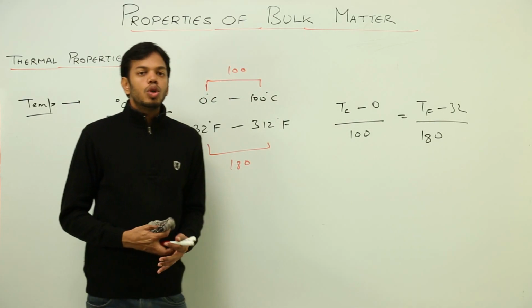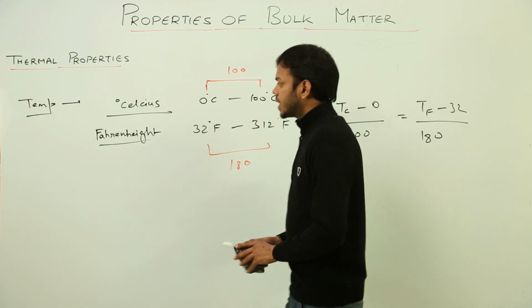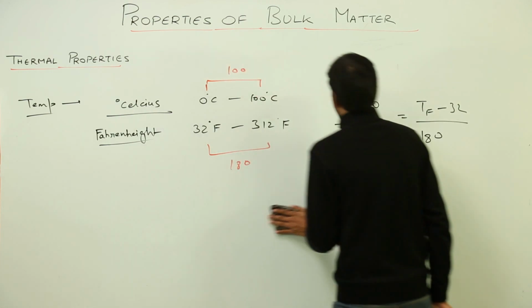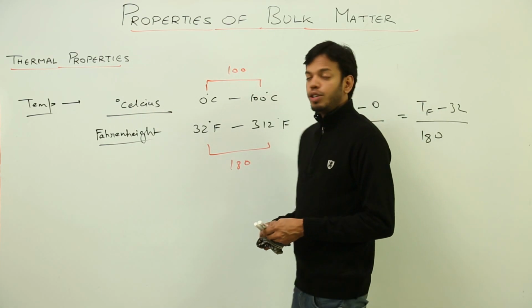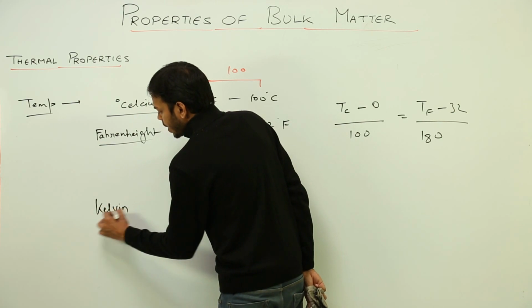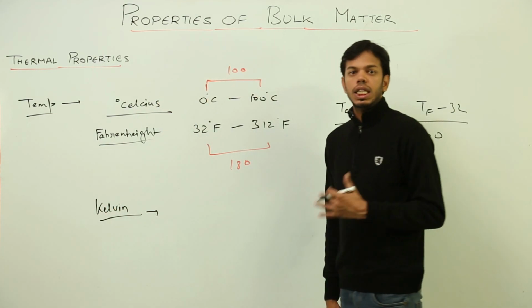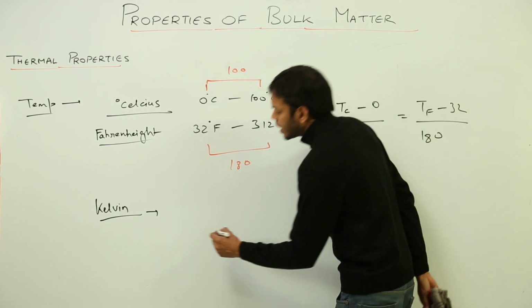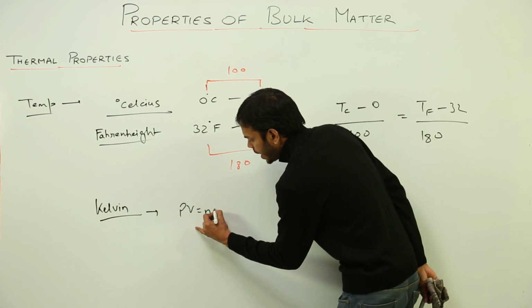But actually the most commonly used temperature scale is Kelvin. Lord Kelvin introduced that scale, so Kelvin is a more practical unit of temperature. So this is the third form, Kelvin. Kelvin based the readings on the universal gas law, that is PV equals nRT.